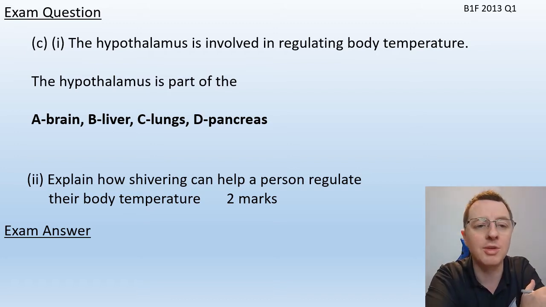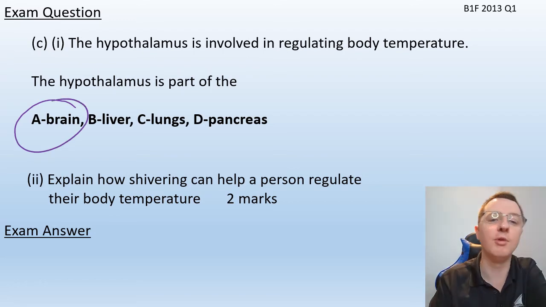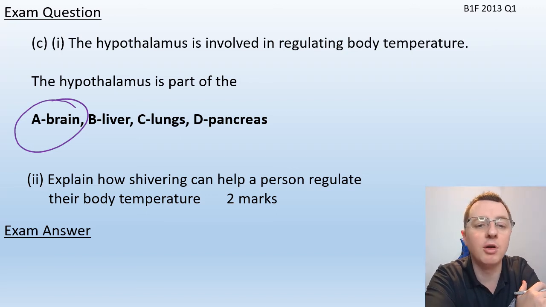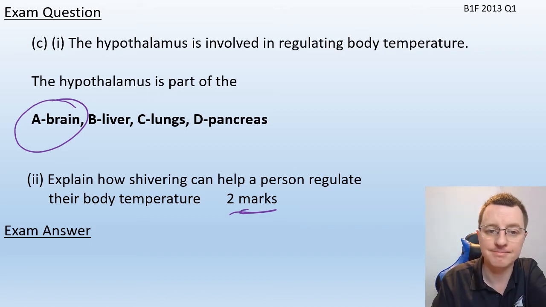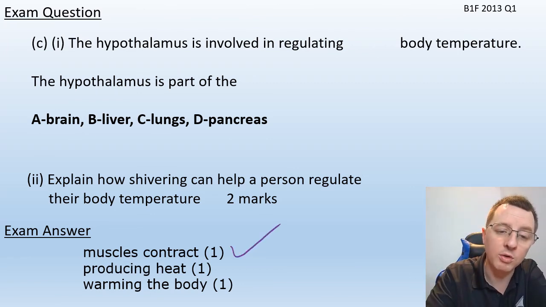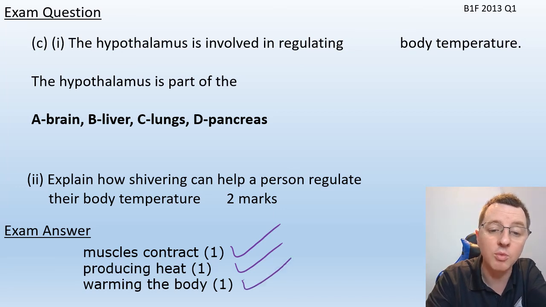Let's have a quick look at some exam questions. Firstly, the hypothalamus is involved in regulating body temperature. The hypothalamus is part of which organ? That's correct. It's A, the brain. What about part 2? Explain how shivering can help a person regulate their body temperature. And this is 2 marks. Well, here's the answers. Your muscles will contract, which produces heat due to respiration, and this heat energy will warm the body.